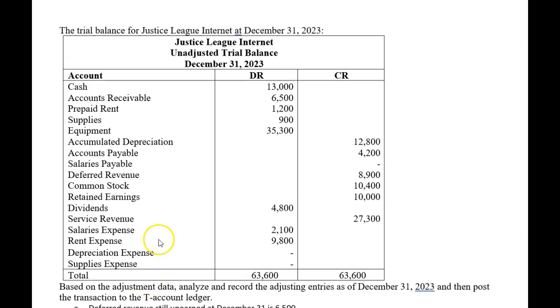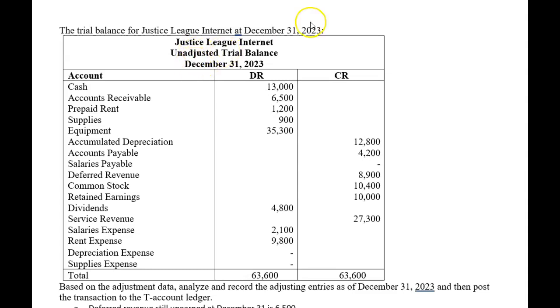All right, so first thing we need to do is understand the company. One, we've got the trial balance. So this is an unadjusted trial balance. That means they've already done the first 4 steps of the accounting cycle. They've already recorded all the business transactions throughout the year. Now we're at the end of the accounting period, and we just need to make sure everything is properly recorded so that we can produce financial statements.